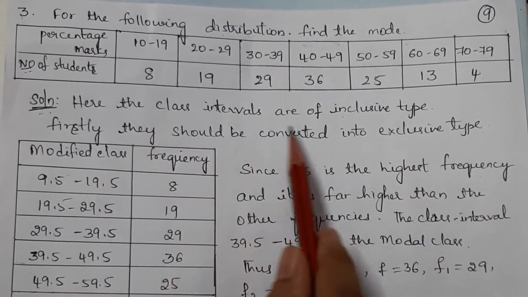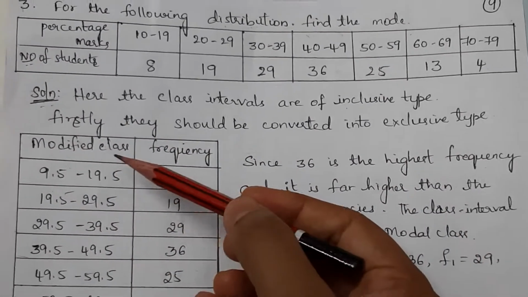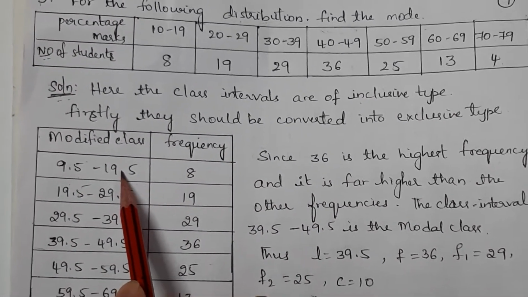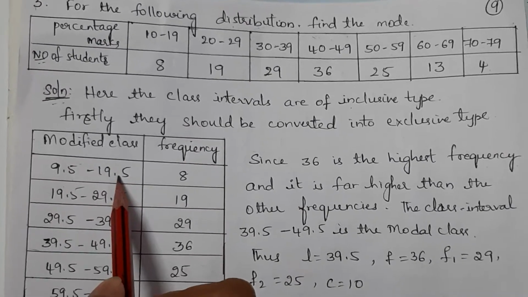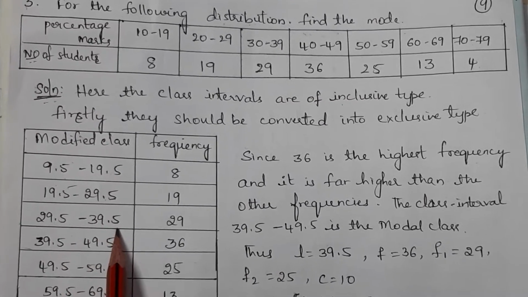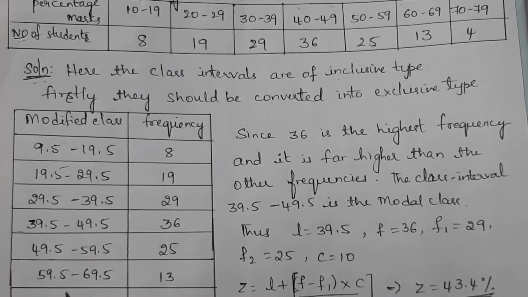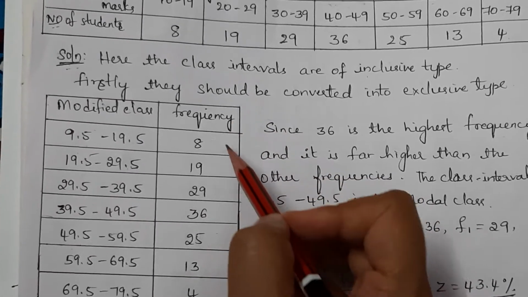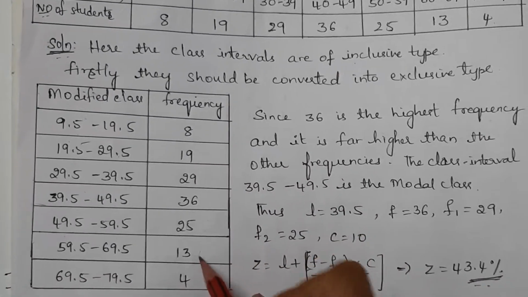So here the class intervals are of inclusive type. Firstly, they should be converted into exclusive type. So that is modified class is 9.5 to 19.5. So instead of 10 to 19, we are making it as 9.5 to 19.5. Then 19.5 to 29.5, 29.5 to 39.5, 39.5 to 49.5, 49.5 to 59.5, 59.5 to 69.5, 69.5 to 79.5. Corresponding frequencies we have written as 8, 19, 29, 36, 25, 13, 4.